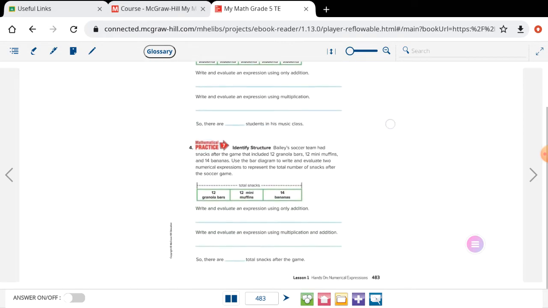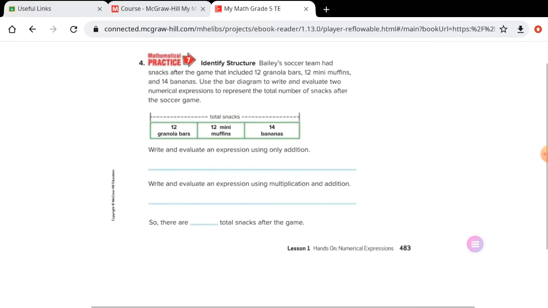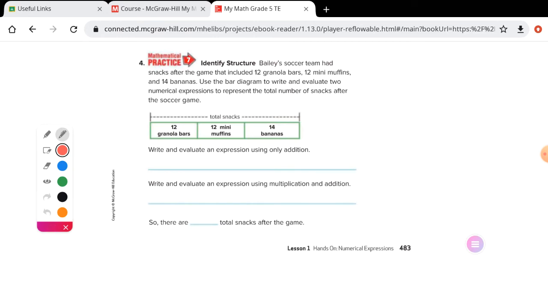Let's do number 4. Number 4 says Bailey's soccer team had snacks after the game that included 12 granola bars, 12 mini muffins, and 14 bananas. Use the bar diagram to write and evaluate 2 numerical expressions to represent the total number of snacks after the soccer game. The first one, notice this one doesn't give me any hints. The first one wants me to use only addition. Who thinks they can give me an only addition expression for that bar diagram?